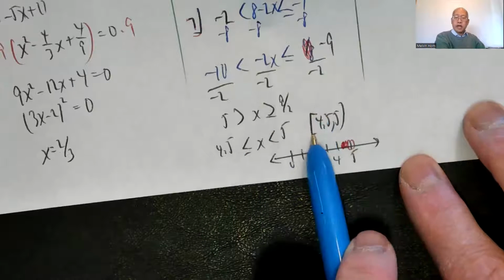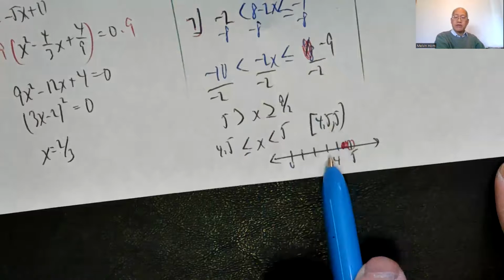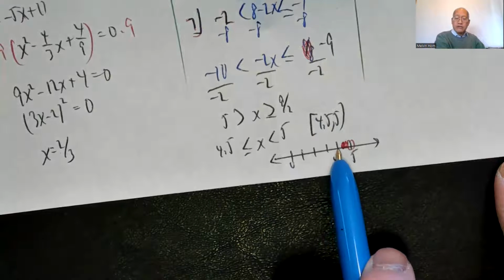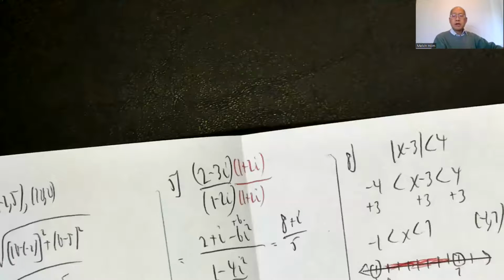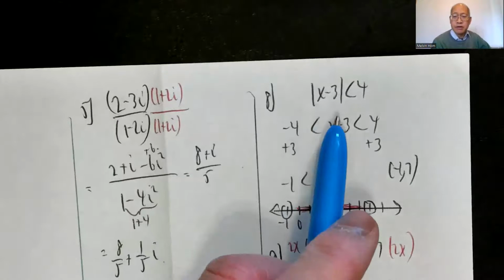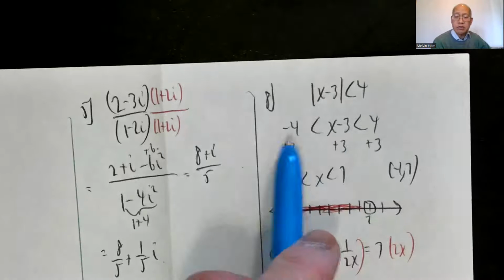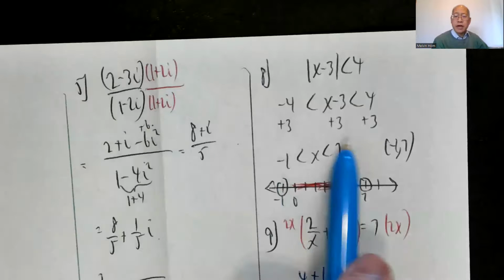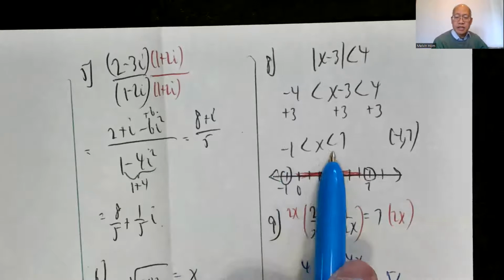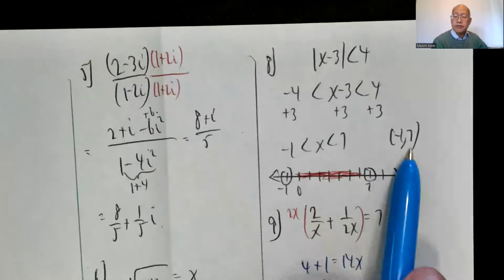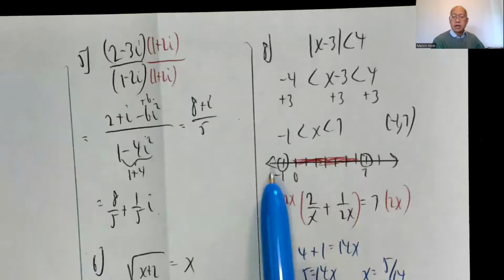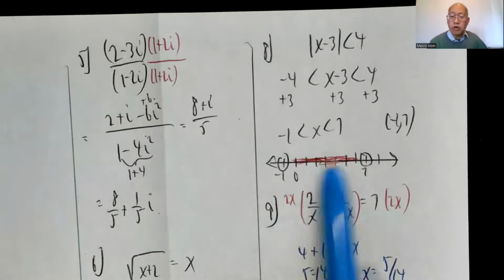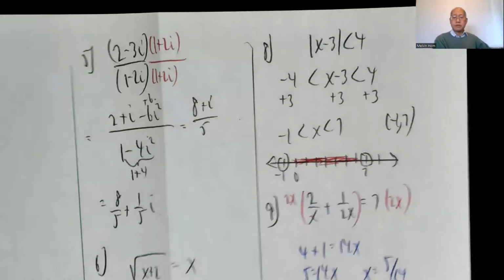So in interval notation, it's bracket 4.5, 5, parenthesis, which means include 4.5, do not include the 5, and shade everything in between. Number 8, absolute value of x minus 3 is less than 4. Means x minus 3 is between -4 and 4. Simply add 3. -1 less than x less than 7. So in interval notation, it's parenthesis -1 comma 7 parenthesis. So I'll go from -1 to 7, both open circles, shade everything in between.